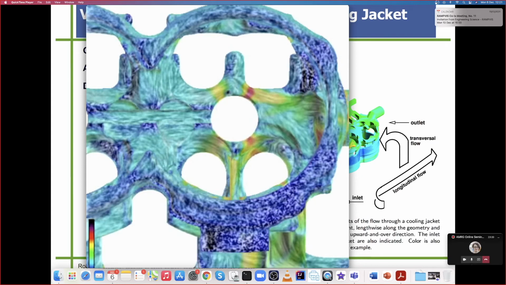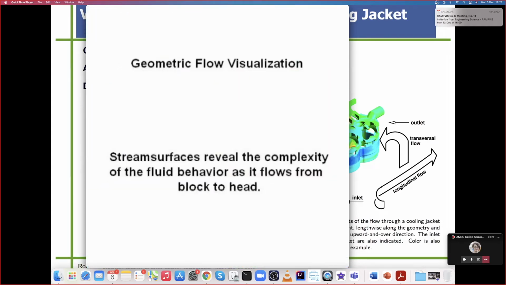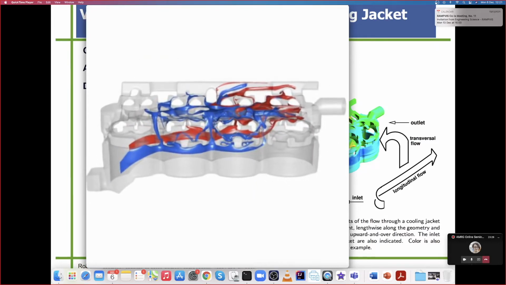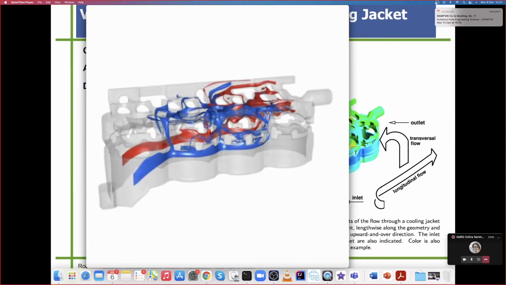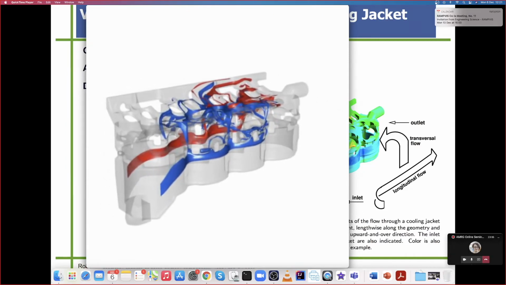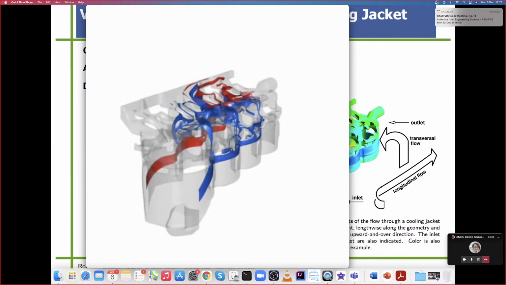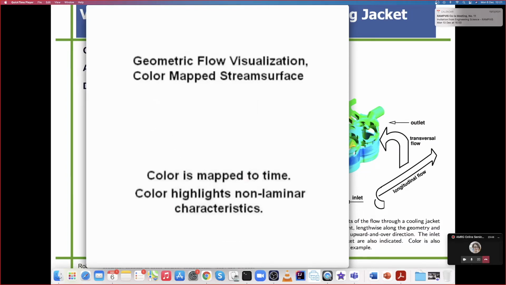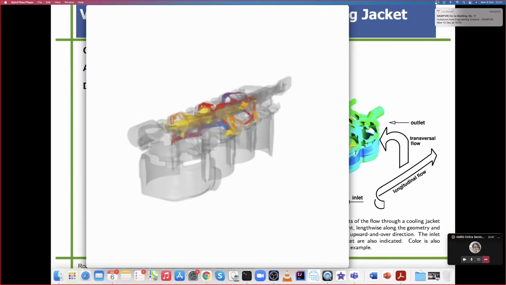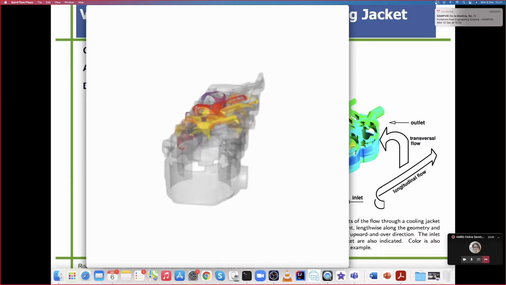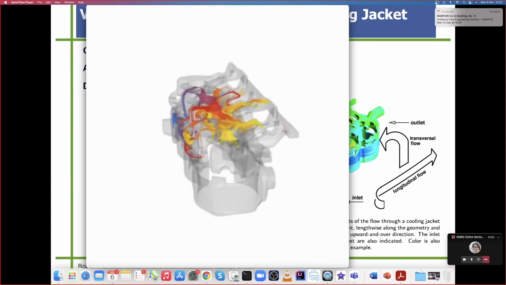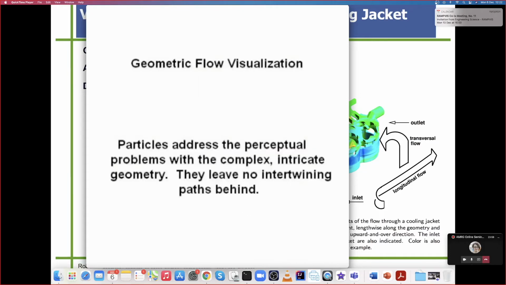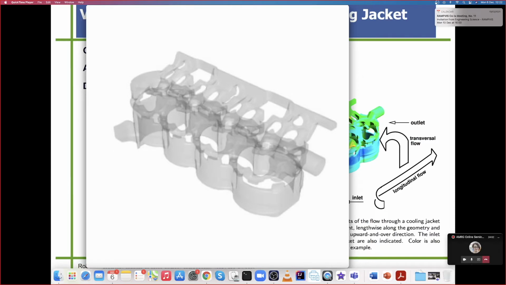This is what it looks like when you zoom in on one of the cylinder heads. This is what it looks like if you use stream surfaces seeded in the cylinder blocks, and then watch the properties of the flow as they move into the cylinder head. That's a transparent surface, and then we can see inside to view the stream surfaces. These are color-mapped stream surfaces. In this example, the color is mapped to time, so the longer the flow is traversing the volume, the more the color changes.